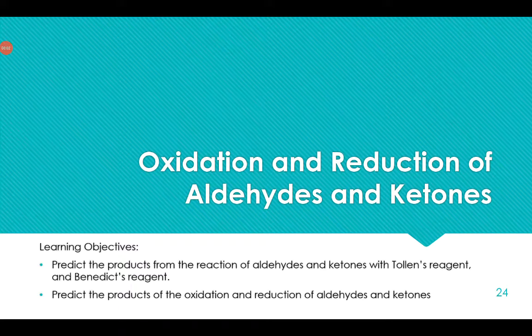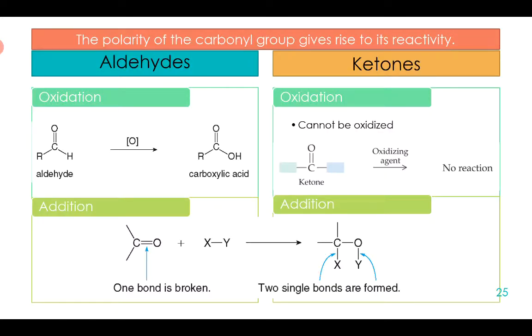In this video, we're going to be learning about oxidation and reduction of aldehydes and ketones so that we can learn to predict the products of these reactions. All of our reactions for aldehydes and ketones are summarized on this slide. We have oxidation reactions, which can turn our aldehydes into carboxylic acids. Oxidation does not work on ketones.